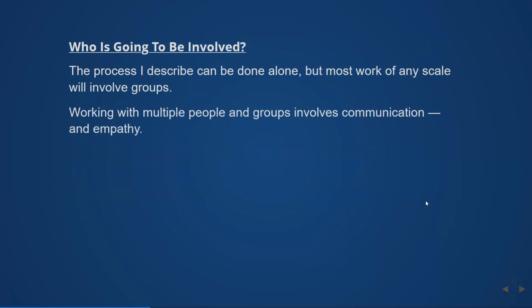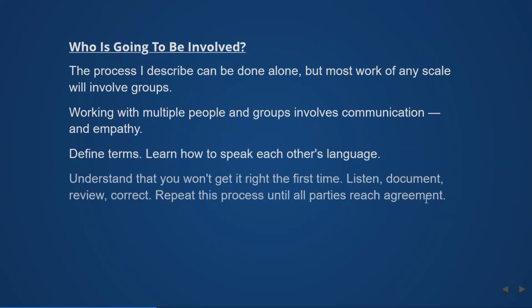If you're going to work with other people, that involves communication, and if you're communicating, you have to have empathy. You have to talk each other's language. So it's good if you're already in an industry, you already know each other's language. But if you don't, one of the early steps is to actually learn it, and that can be explicit or not, but it has to happen.